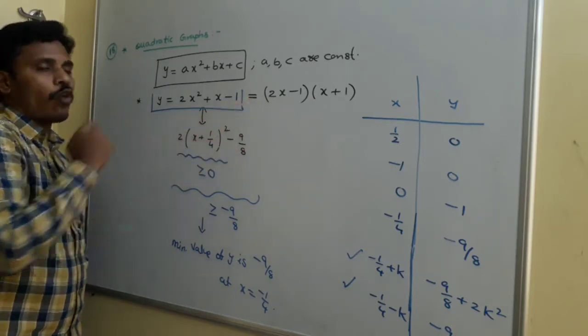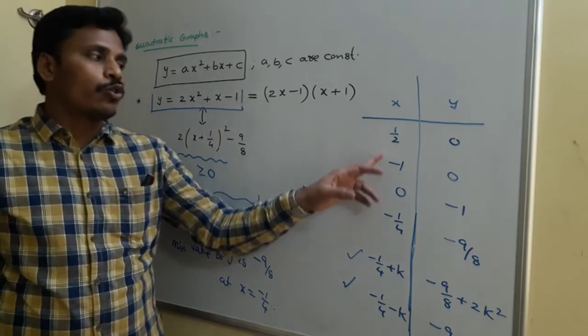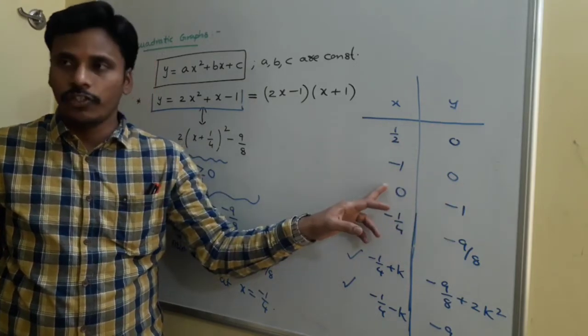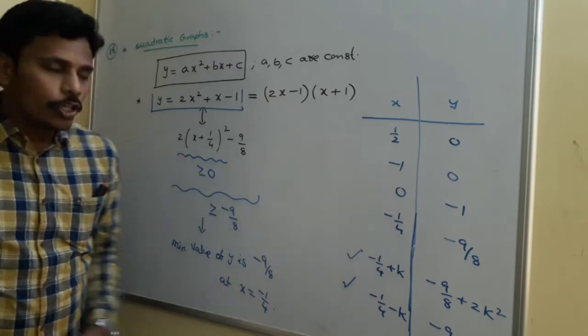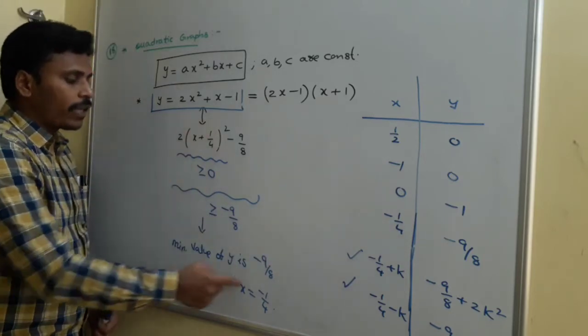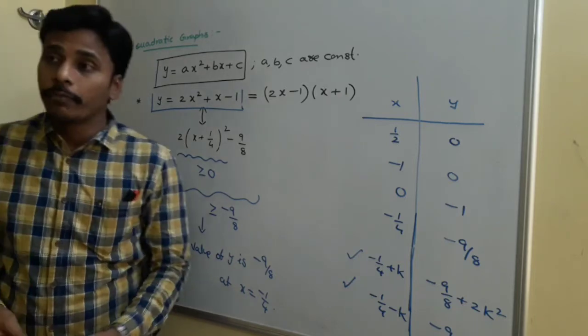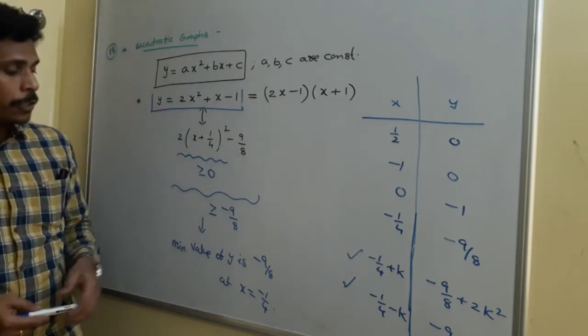After having these two forms, you need to mention the values of x for which y is 0 and the value of y at which x is 0. And after these three values, you need to identify the minimum value or the maximum value of the expression. Sometimes the quadratic expression may have a maximum.